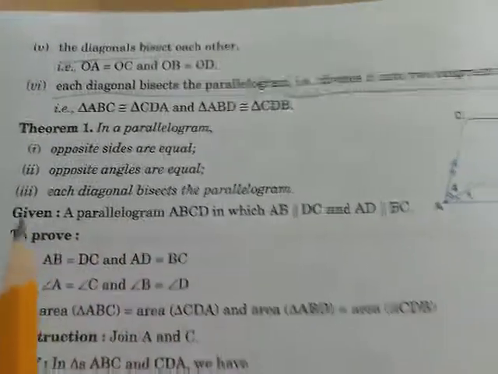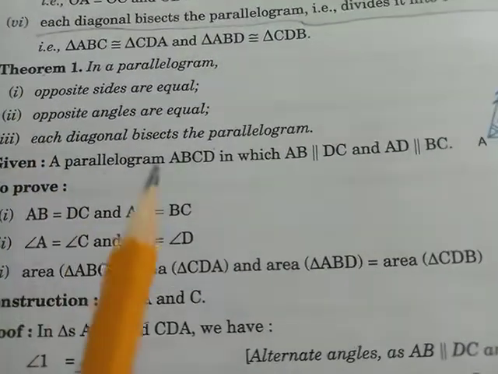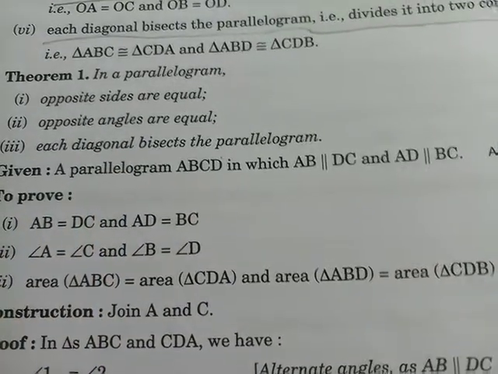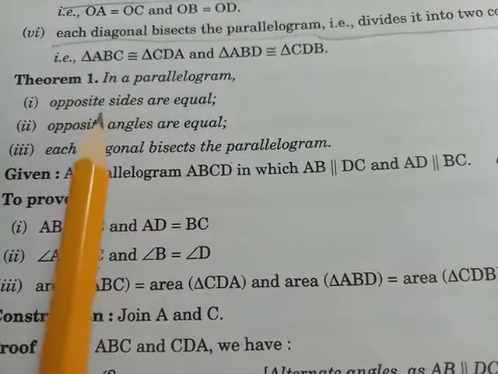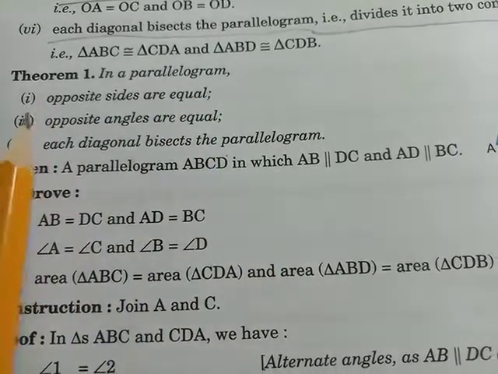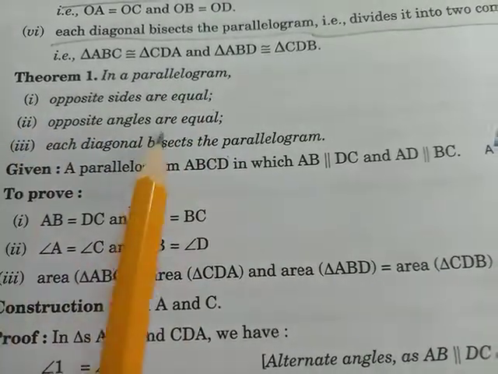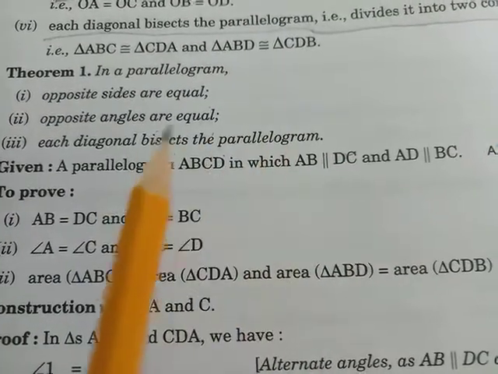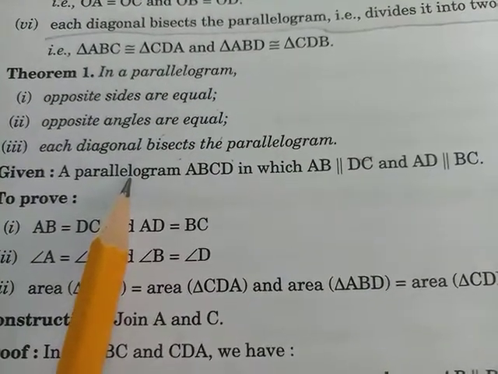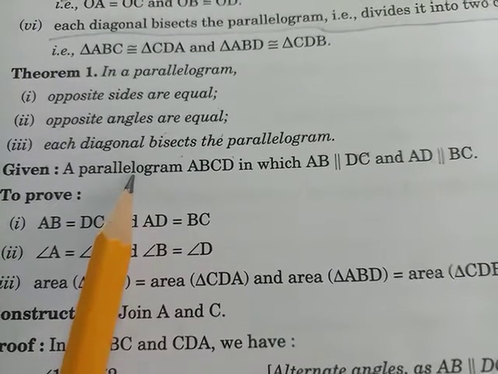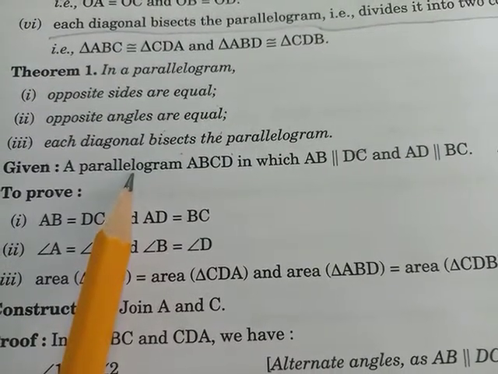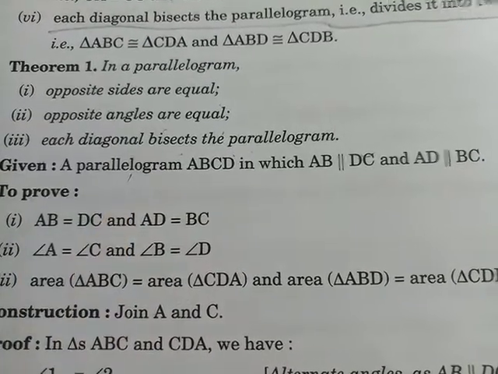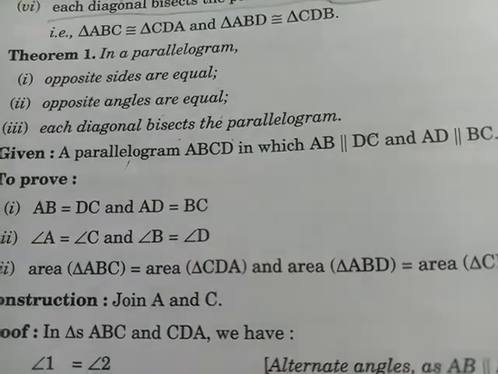Then I discuss Theorem 1. No need to write the theorem, just write the type of quadrilateral and its properties. Theorem 1: In a parallelogram, opposite sides are equal, opposite angles are equal, and each diagonal bisects the parallelogram. We need to prove it. We learned in the previous properties that opposite sides are parallel and equal, and opposite angles are equal. Let's see how we prove it.